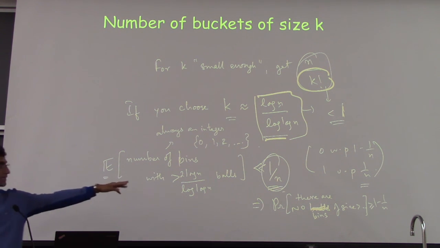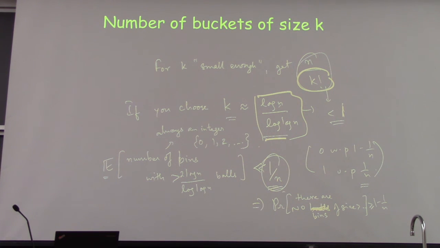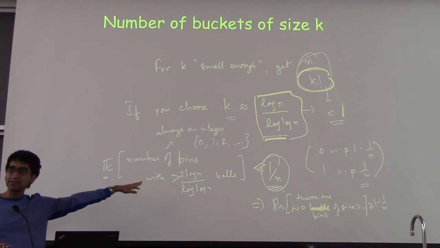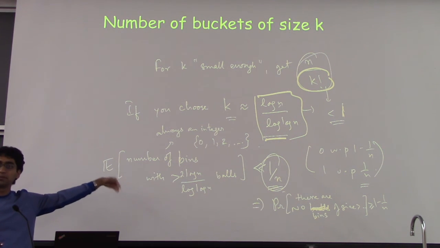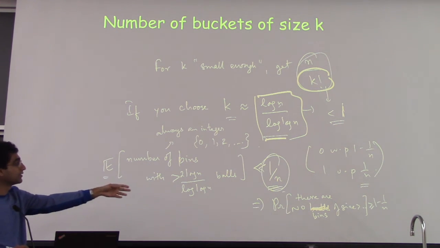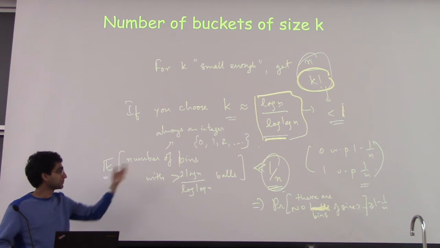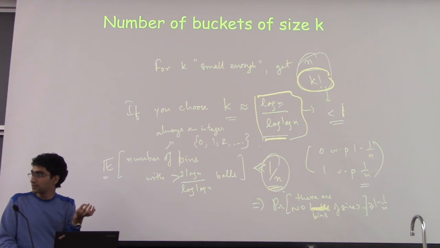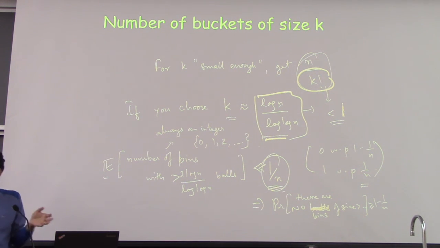If you don't see this, I encourage you to just work it out. What this says is, I compute the expected value of the number of bins that have this size. That expected value turns out to be much smaller than 1. Therefore, you conclude that the number of bins must be 0 with very good probability. Number of bins being 0 basically means there are no bins which satisfy this property.